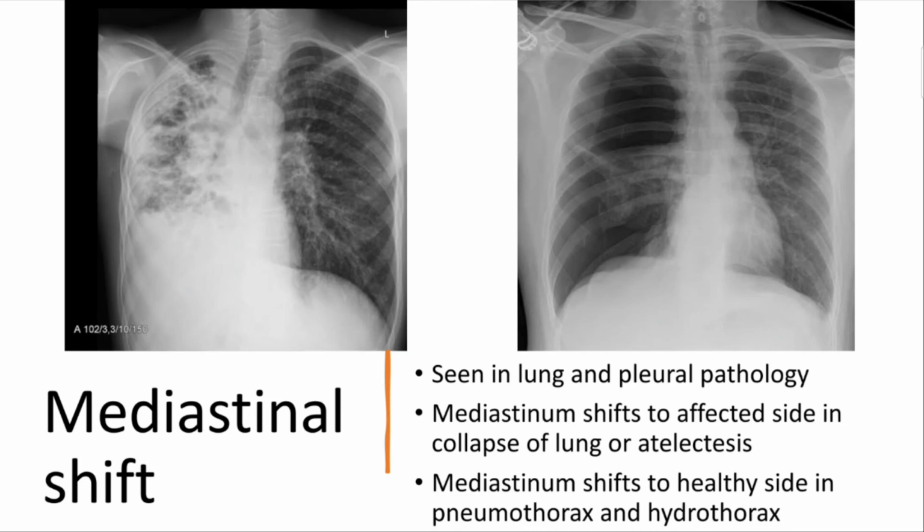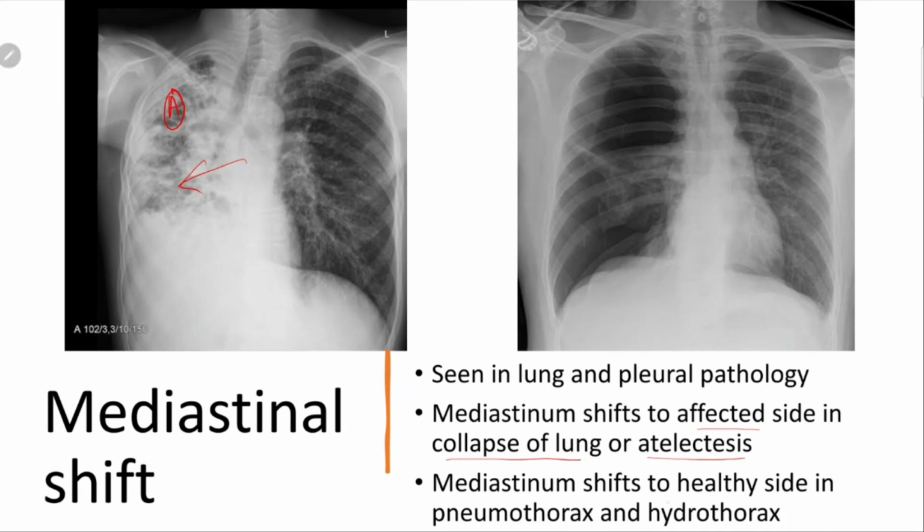Then next is mediastinal shift. This mediastinal shift is seen in lung and pleural pathology. The mediastinum can be shifted to the affected side or to the healthy side. Mediastinum shifts to the affected side in case of collapse of the lung and atelectasis. So this is your affected side. There is atelectasis in the patient and the mediastinum is shifted towards the affected side.